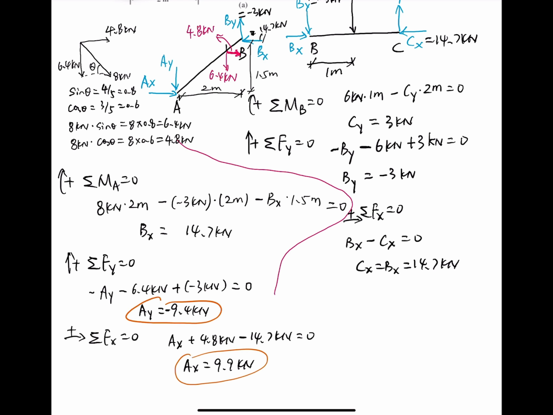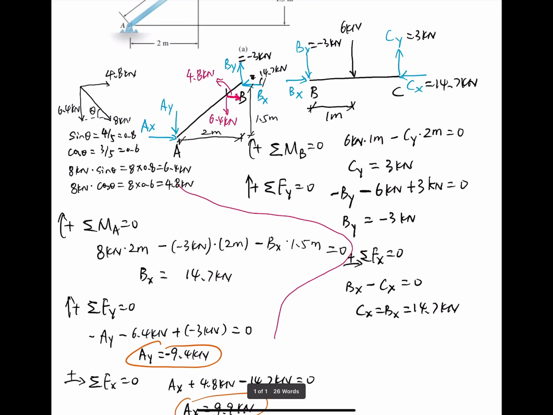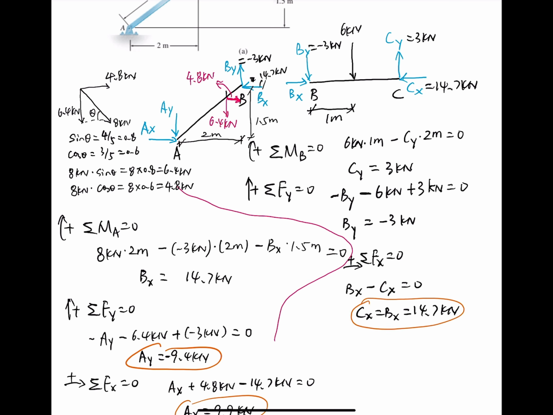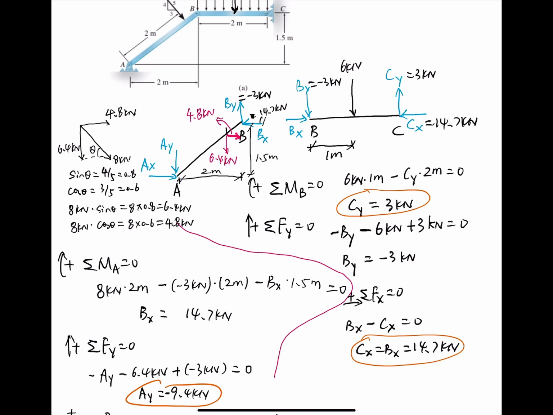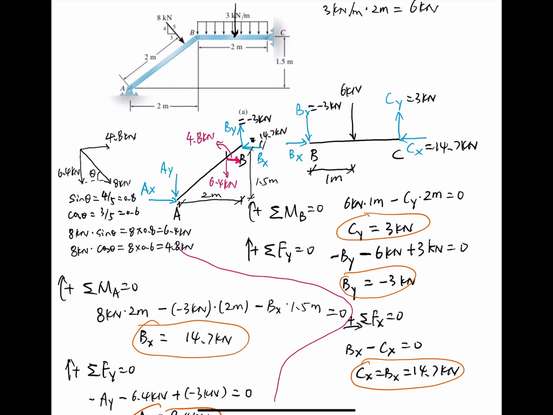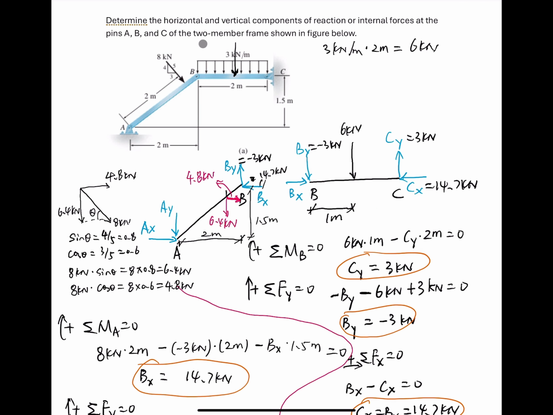Okay, so we got Ax, Ay. These are the two components of the reaction force at point A. We have Cx, Cy. These are the two component forces at point C. We have By, we have Bx. So these are the two components of force at point B. So now we have solved all the components.